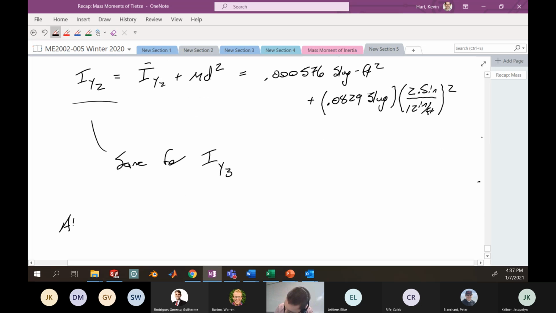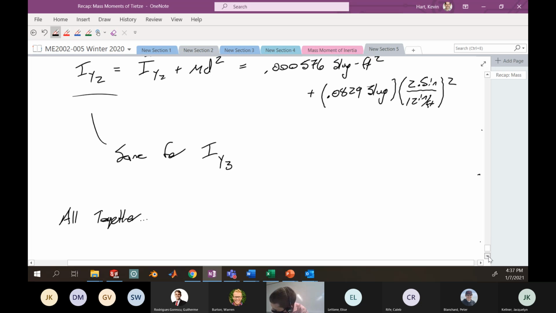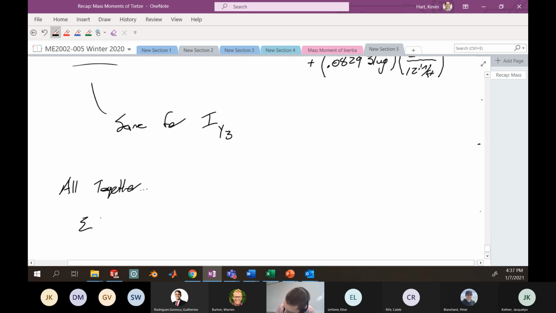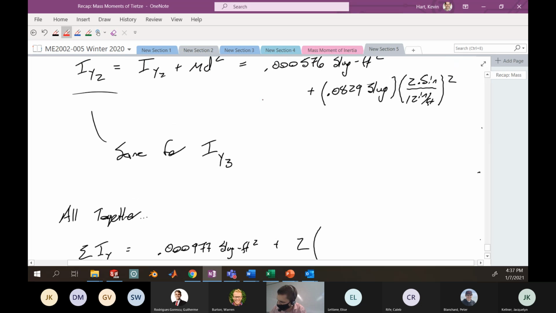So finally, all together, you have the summation of these guys, which looks like something like here we are from the first guy, plus 2 times the contribution from here. I'm not going to copy it all back down. I think you guys get the point.